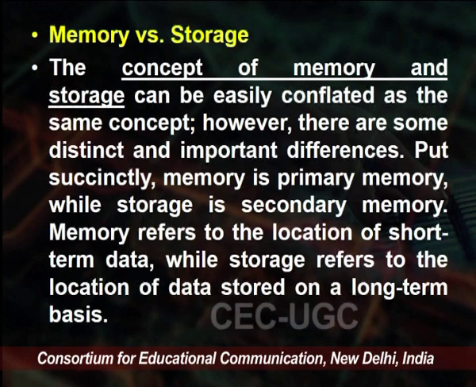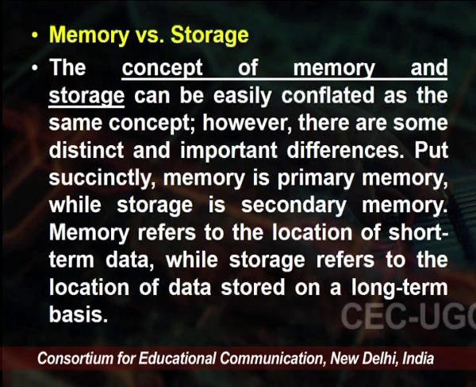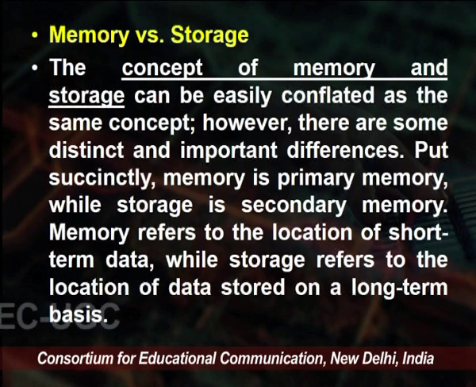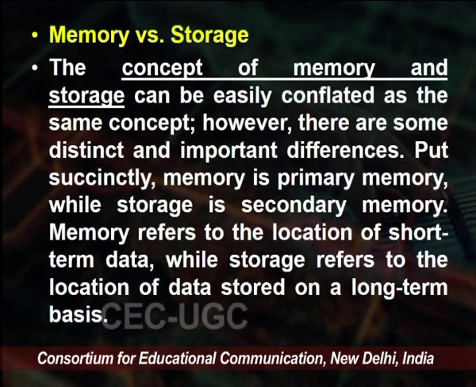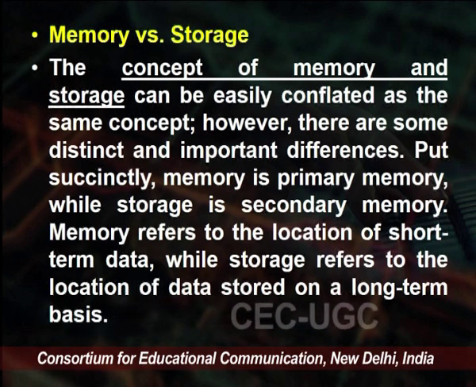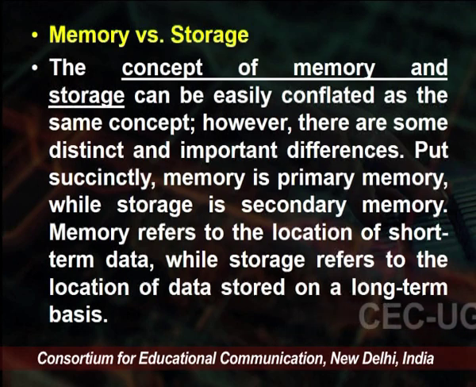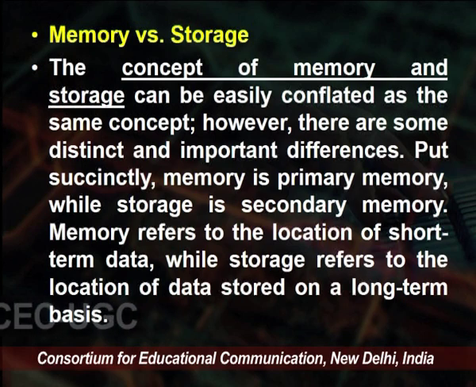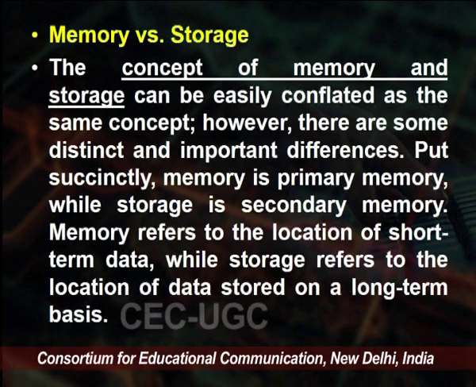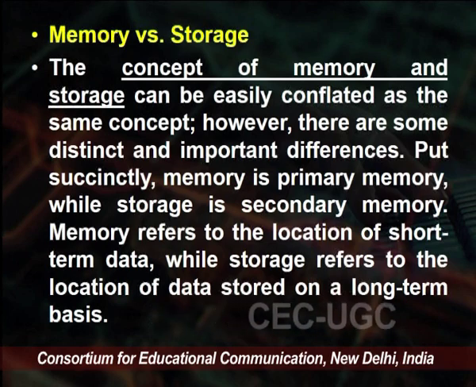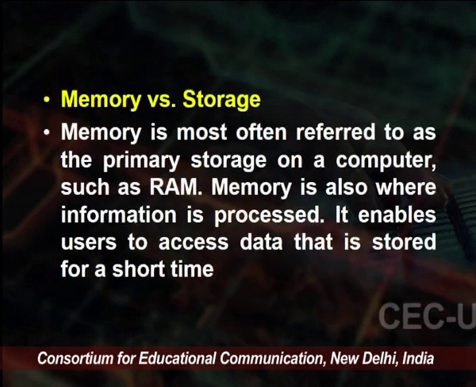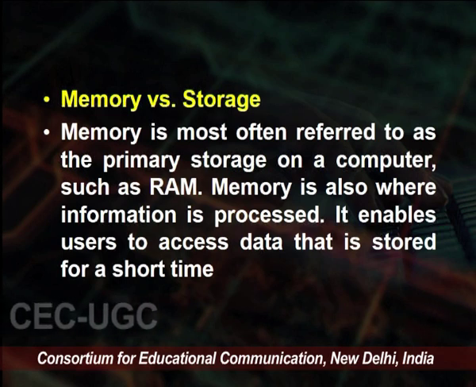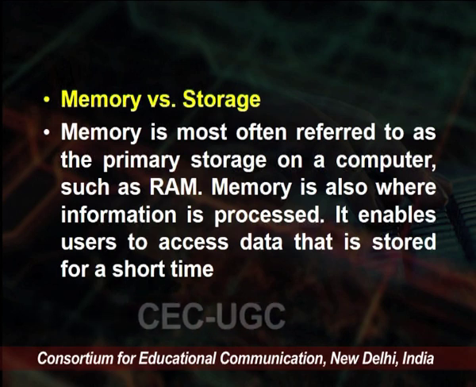Memory is primary memory while storage is secondary memory. Memory refers to the location of short-term data, while storage refers to the location of data stored on a longer-term basis. Memory is primary and storage is secondary. Memory is most often referred to as the primary storage on a computer, such as RAM.